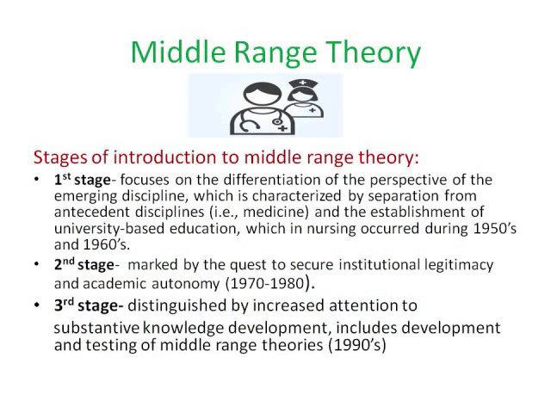According to Meleis, this call to develop middle range theory is consistent with the third stage of legitimizing the discipline of nursing. There are 3 stages of introduction to middle range theory. The first stage focuses on the differentiation of the perspective of the emerging discipline, which is characterized by separation from antecedent disciplines, for example medicine, and establishment of university-based education, which in nursing occurred in the 1950s and 1960s.